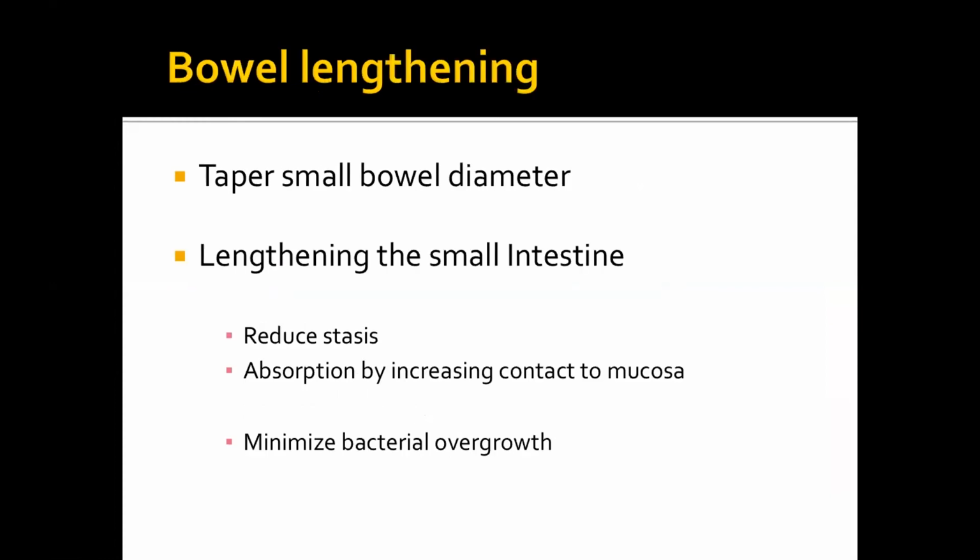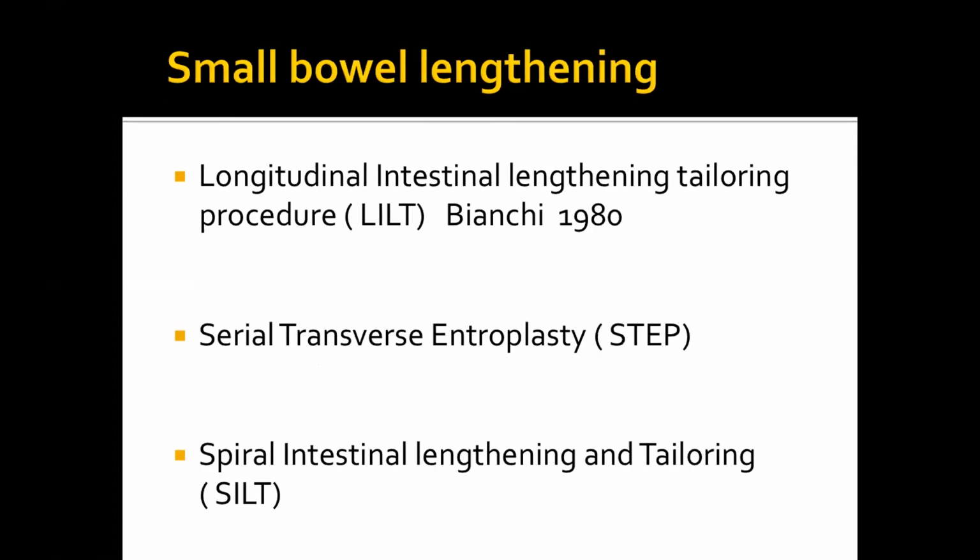Bowel lengthening procedure: taper the small bowel diameter, lengthen the existing small bowel, which will help reduce the stasis, improve the absorption by increasing the contact to the mucosa, and minimize bacterial overgrowth. There are three surgical options for small bowel lengthening: the Bianchi procedure, or longitudinal intestinal lengthening and tailoring procedure; serial transverse enteroplasty, or STEP procedure; and lastly, spiral intestinal lengthening and tailoring procedure.